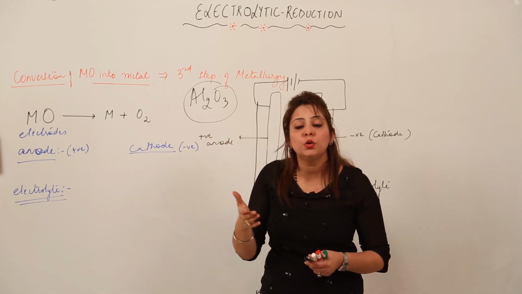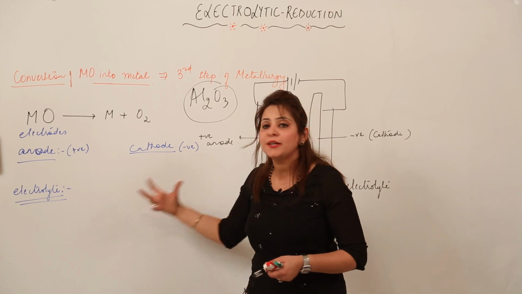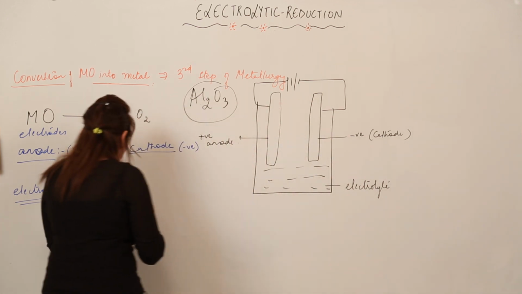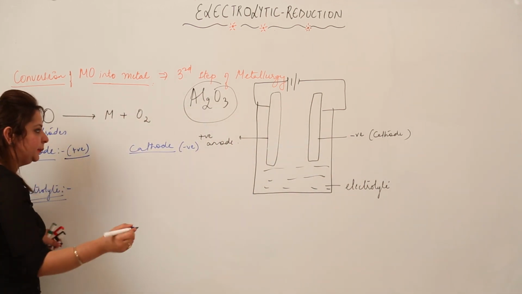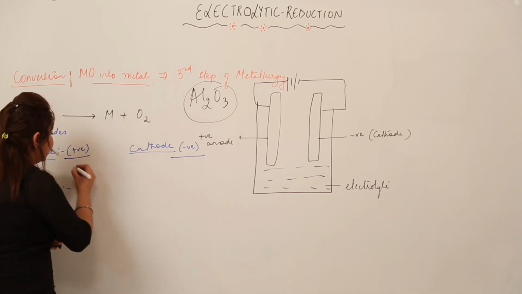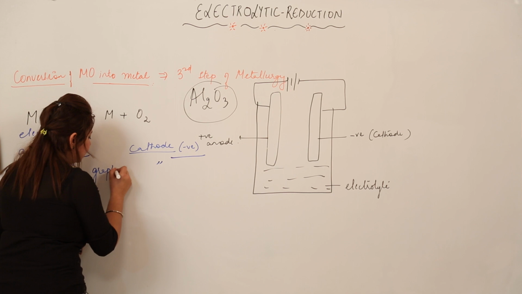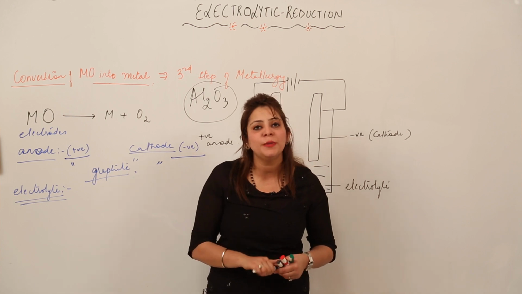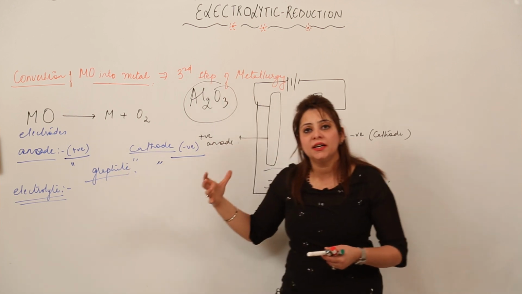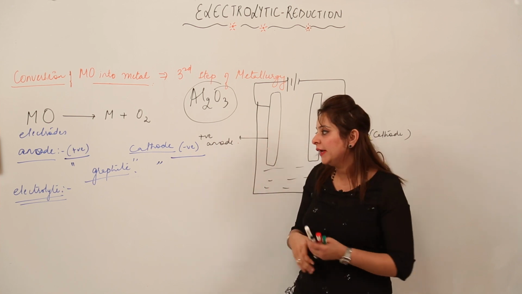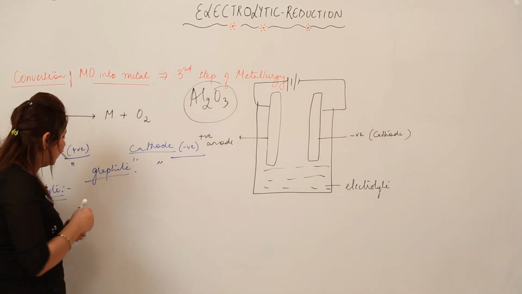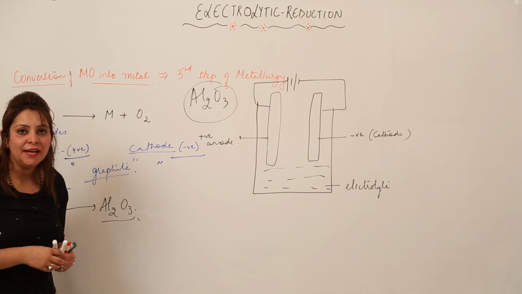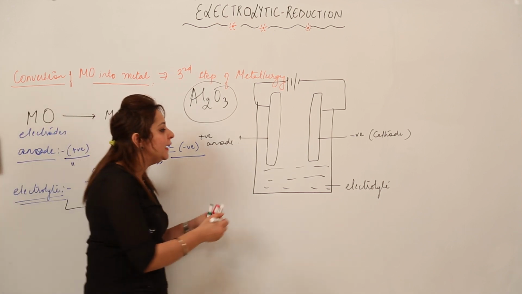So which material will we be using for the anode and cathode, which electrolyte will we be using, and what else are we going to add to the electrolyte? Just look at the board. The anode is the positive terminal and the cathode is the negative terminal. They are made of graphite. As you know, graphite is an allotropic form of carbon and it is best suited to make electrodes. That is why graphite is taken as the electrode material. Then what electrolyte will we be taking? The electrolyte will be aluminium oxide.